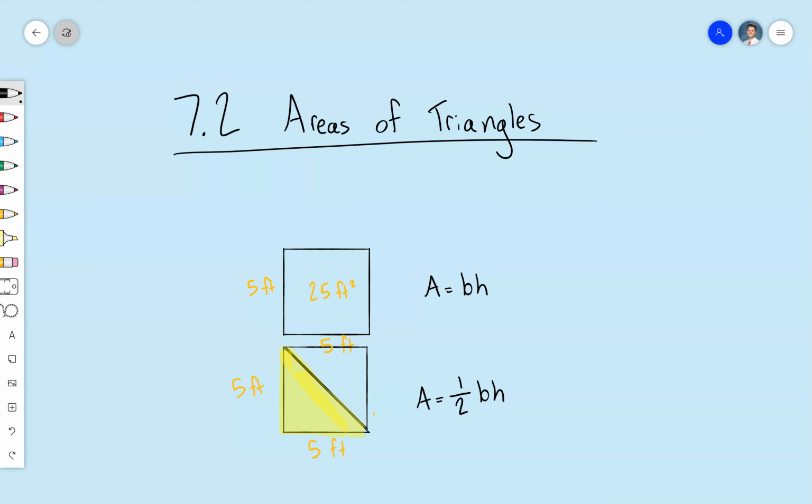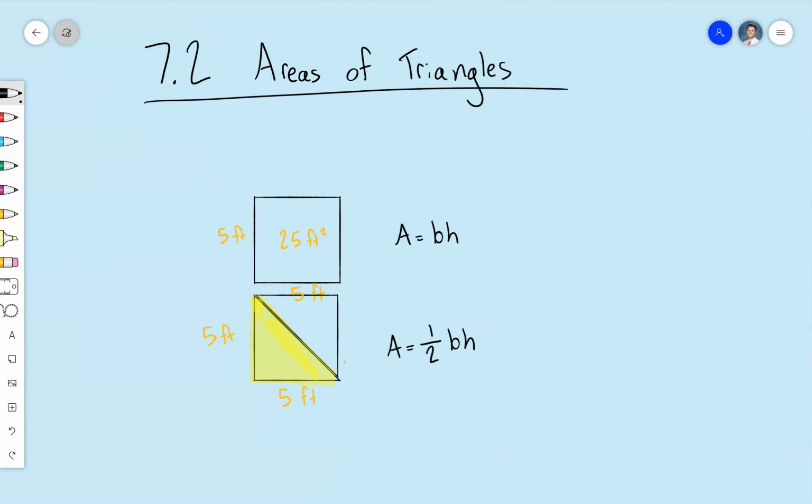So we can, again, substitute these values. The area equals 1/2 times the base times the height. Now we know with the commutative property of multiplication that you can multiply these in any order. So if you wanted to multiply 5 times 5 and find 1/2 of 25, you can do that. If you wanted to multiply 1/2 times 5 and then multiply 2.5 times 5, you can do that too. Either will work. We are just multiplying these 3 numbers.